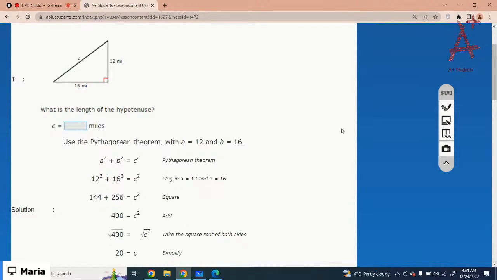Just put all the values in the Pythagorean theorem. C square equals A square plus B square. We have to find the value of the hypotenuse, so replace the variables with the values. Here A is 12 and B is 16. So 12 square plus 16 square equals C square. 144 plus 256 equals 400. You have to take the square root of both sides because you have to find the value of C only, not C square. Then C equals 20. You can see the value of the hypotenuse is greater than the other two values.